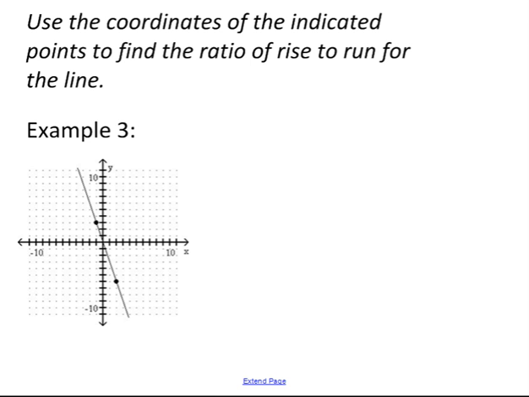All right, use the coordinates on the indicated points to find the ratio of rise to run for the line. What does that mean? It means find the slope. You can do this a couple different ways. You can actually figure out what points these are and then use the formula. So this would be what?